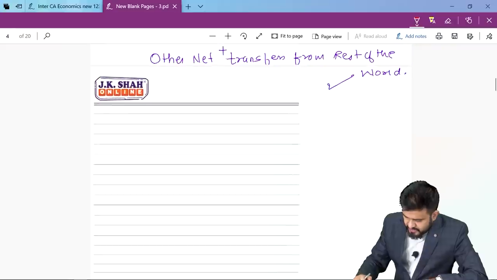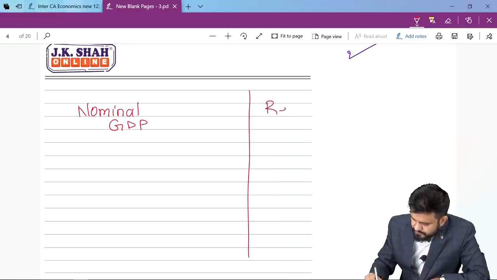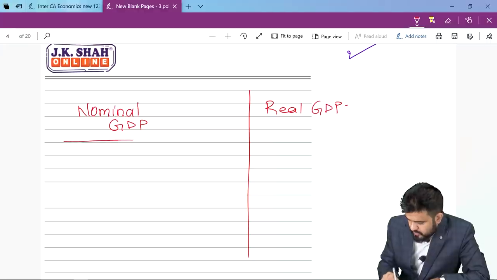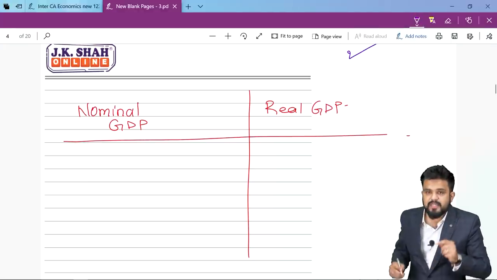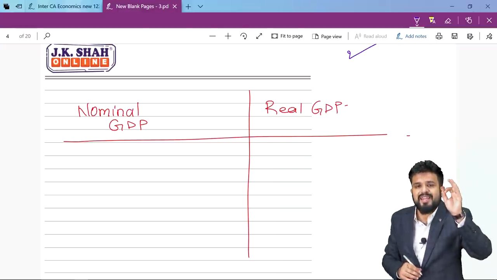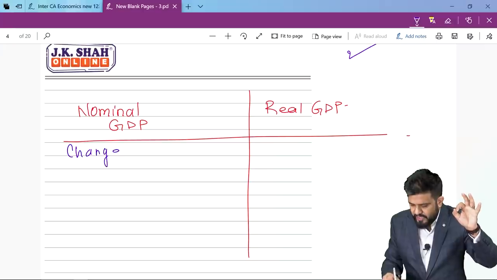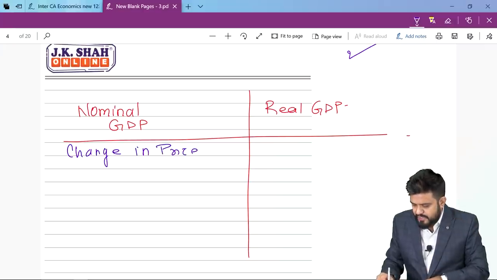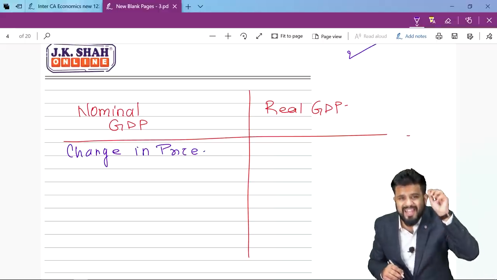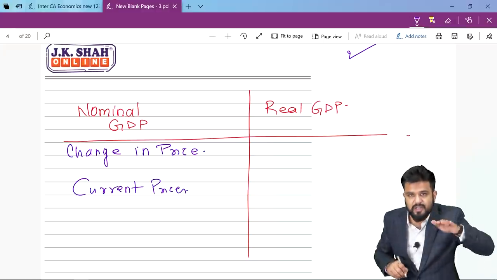Now students, moving ahead, there is a concept called nominal GDP, and second is real GDP. What is nominal GDP? What is real GDP? Please understand, GDP, national income, both are calculated in two ways. One is nominal, one is real. When GDP is calculated on the basis of change in price, then it is nominal GDP. While calculating nominal GDP, current prices are taken into consideration.